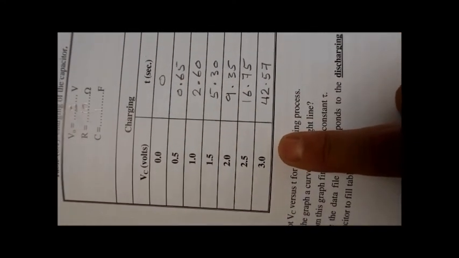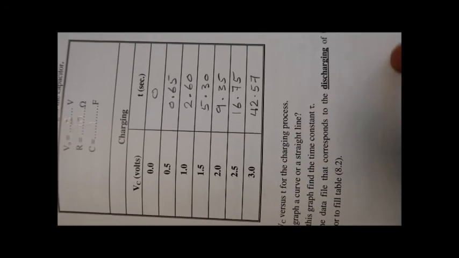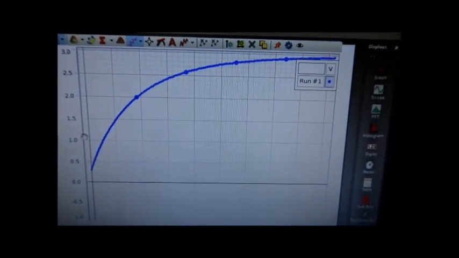And in this experiment you need to make a graph with V as a function of t, which is supposed to look exactly like this one. This is how your graph should look. Now I will switch to the discharging experiment.